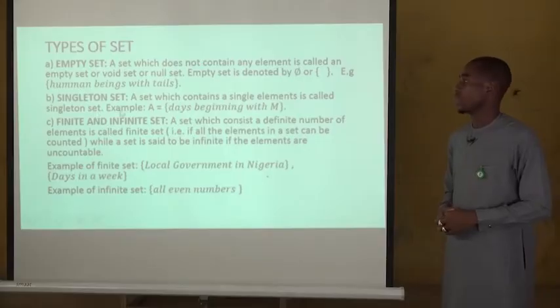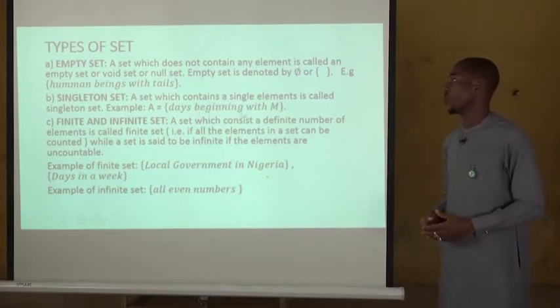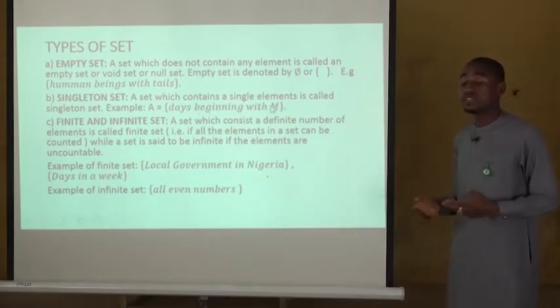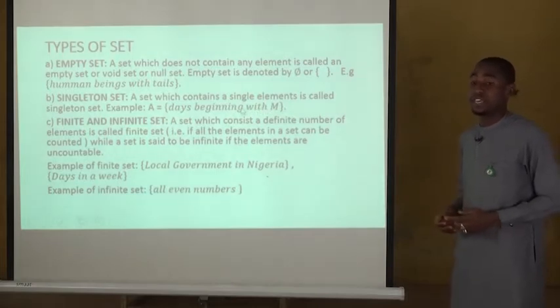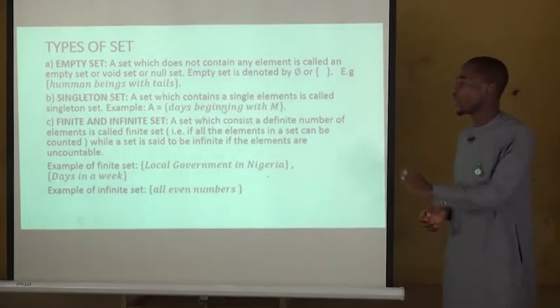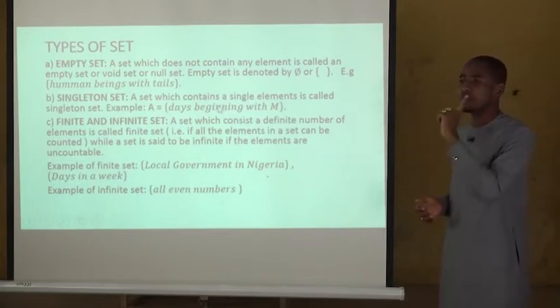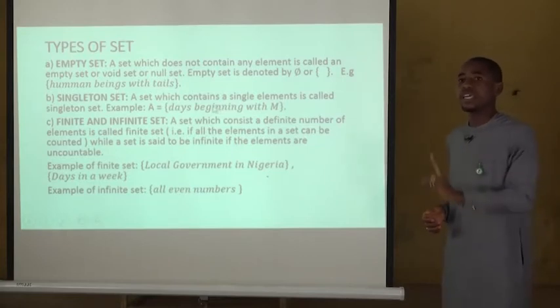B is the singleton set. A set which contains a single element is called a singleton set. For example, A is a set of days beginning with letter M. When we say days beginning with letter M, I think it is only Monday. So therefore, the only element within set A will be Monday. So therefore, it has one element. Therefore, it is a singleton set.